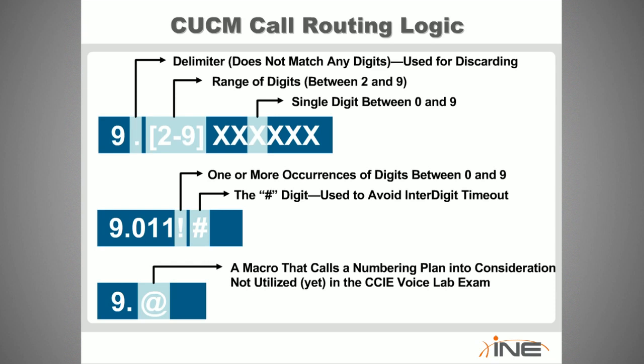Okay, and then the next we have a 9 dot, and we've got this @ symbol. Now that's obviously not a dialable DTMF digit. We're not talking about email addresses here. This is a macro that basically calls a numbering plan, the North American numbering plan being the default with CUCM, but certainly by no means the only standardized numbering plan that can be uploaded and integrated into CUCM. It calls this numbering plan into consideration.